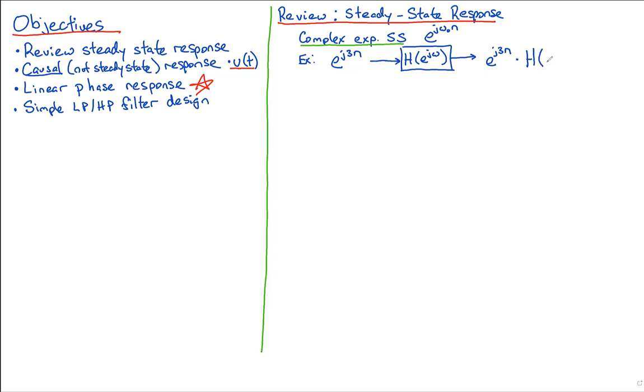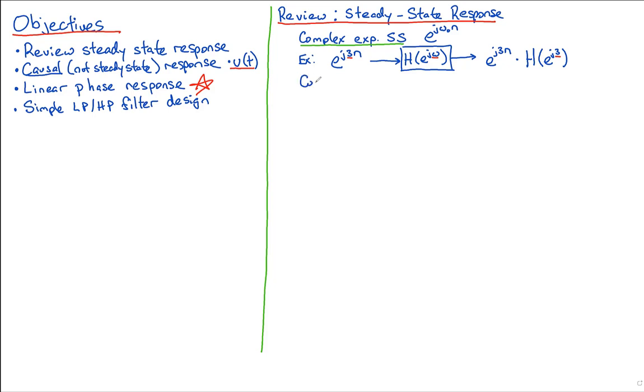Most things are different, times some sort of scaling factor. And that scaling factor is a complex number, and it's going to be the transfer function evaluated at omega equals your frequency. Since we're putting in an omega naught equals 3, we plug that 3 in for omega, we get out some sort of complex number, and that is a scaling factor applied to our complex exponential.